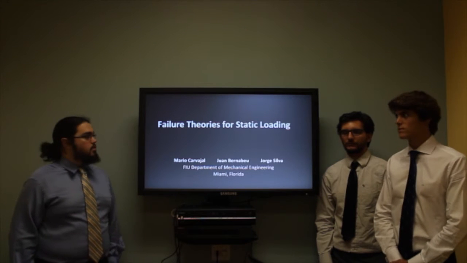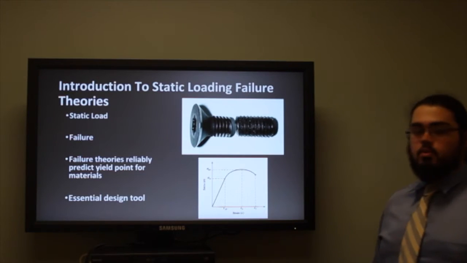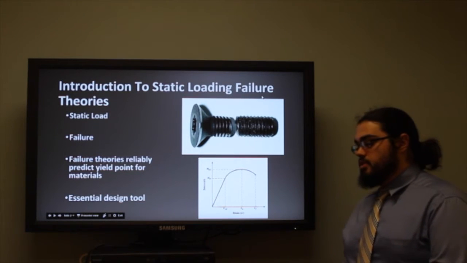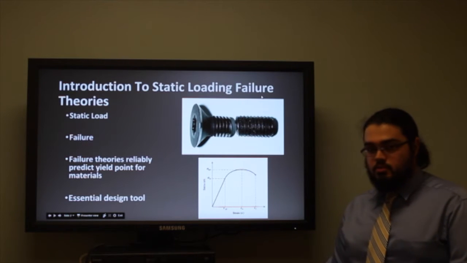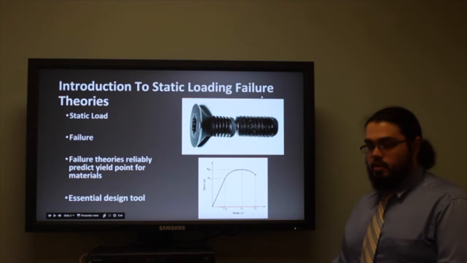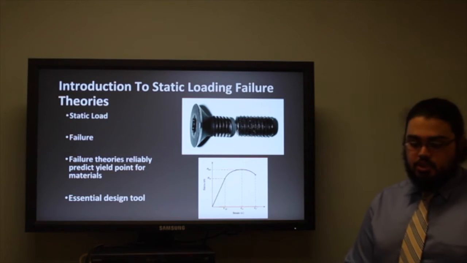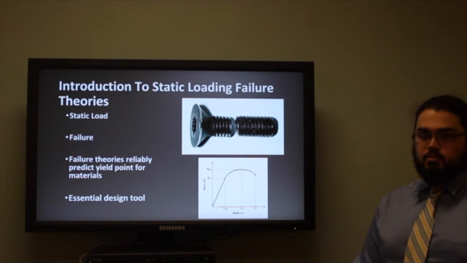And today we're going to be talking about failure theories for static loading. Okay, so let's start off by defining what a static load is. A static load is a stationary force or couple that's applied to a member. It must not change in magnitude, direction, or point of application to be static. This load can create an axial, shear, bending, or torsional stress inside the material.